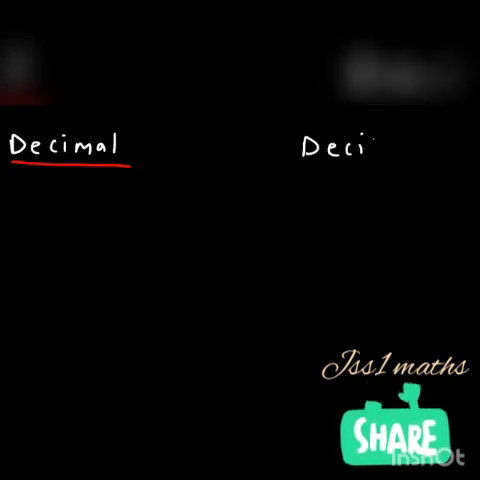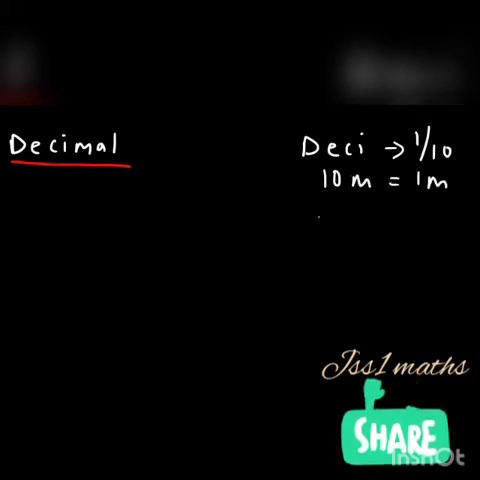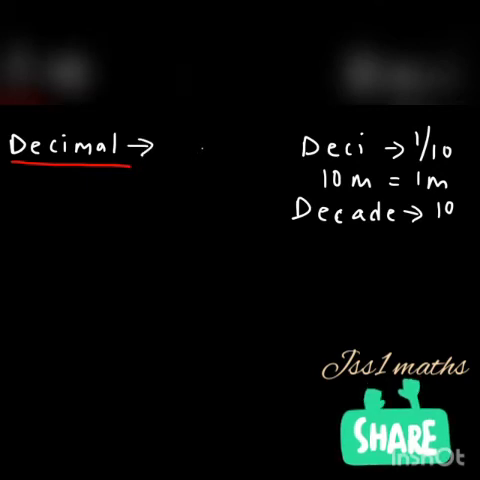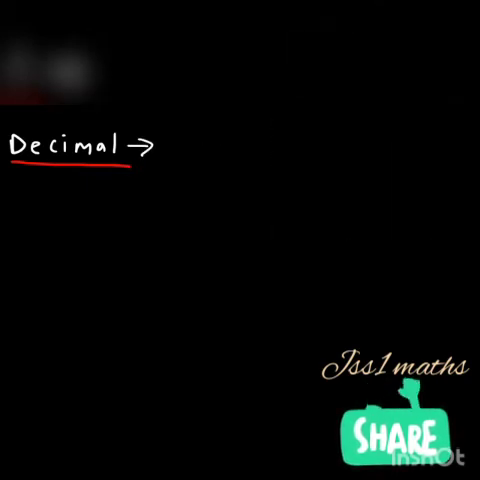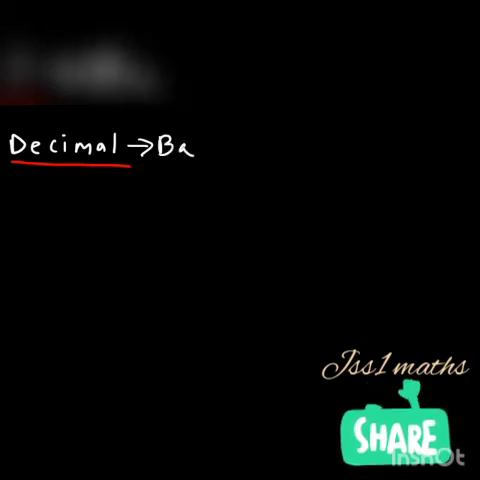When I hear the word deci, I think of 1/10 of a whole. For example, there's 10 decimeters in 1 meter. I also think of the word decade. A decade corresponds to 10 years. And so deci is associated with 10. And in fact, the decimal number system is a base 10 system.